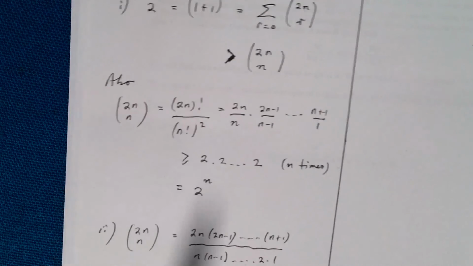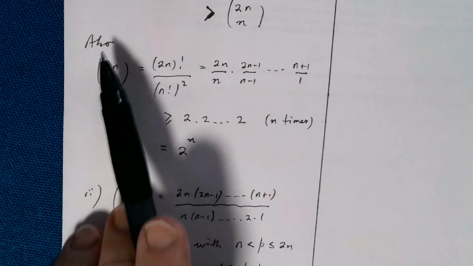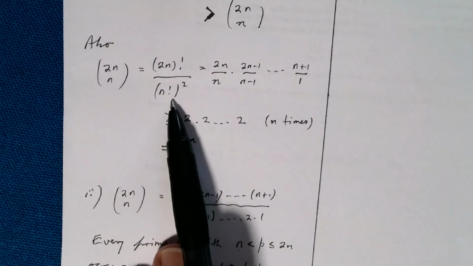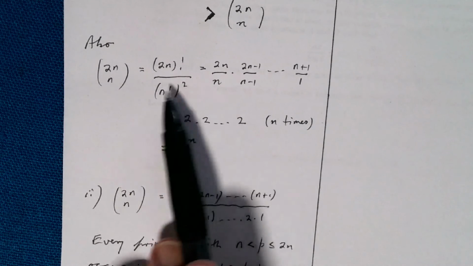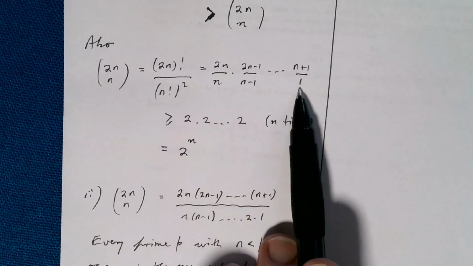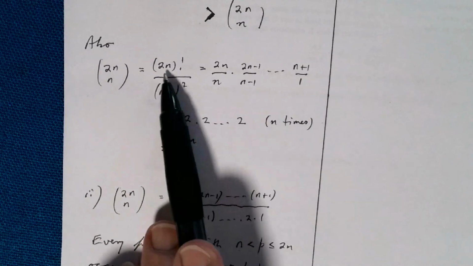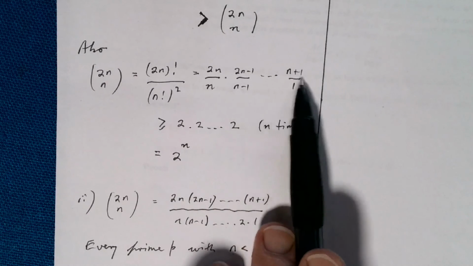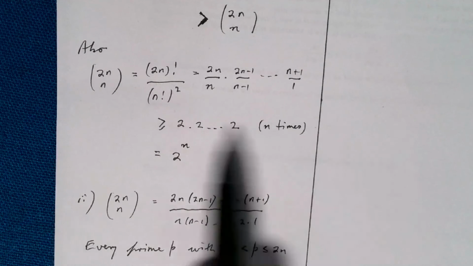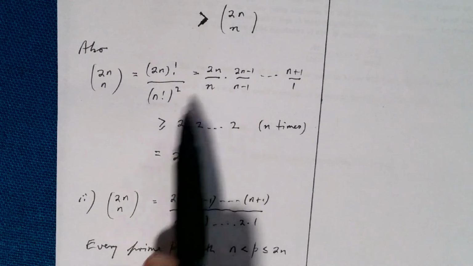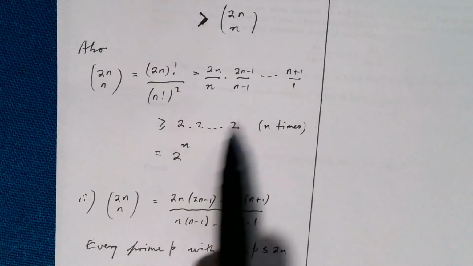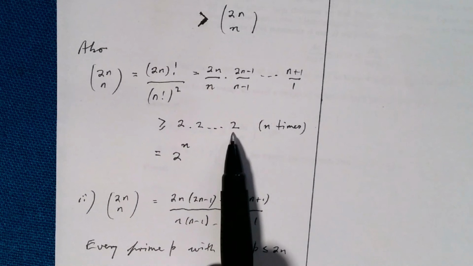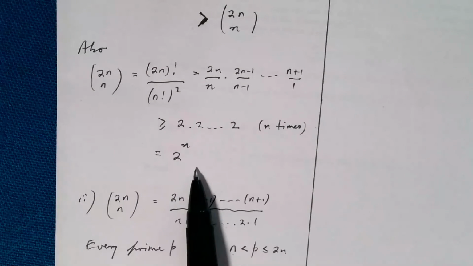On the other hand, 2n choose n is 2n factorial on n factorial squared, and I can cancel out, writing this as n factorial on the bottom, the second n factorial cancelling with bits on the top, and you just get 2n times 2n minus 1 down to n plus 1, over n factorial. And then you can simply say 2n on n is 2, 2n minus 1 on n minus 1 is bigger than 2, and so on. All of these terms are bigger than 2. This occurs n times, so this is 2 to the n.